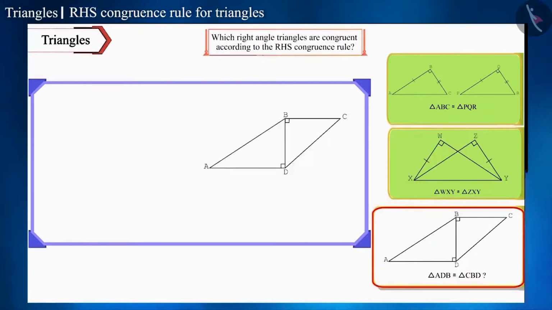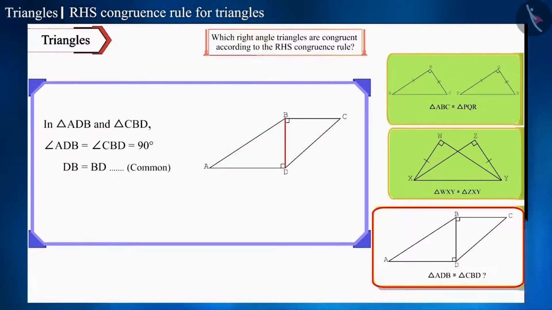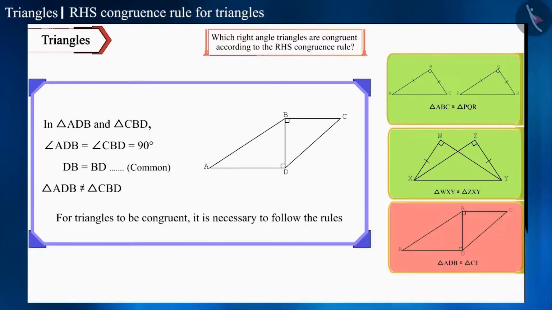Now let's move to the third pair. In the third pair of triangles also, only the right angles and one common side are equal, but their hypotenuses are not equal. Therefore, these triangles will not be congruent by the RHS congruence rule. Friends, for triangles to be congruent, it is necessary to follow the rules.